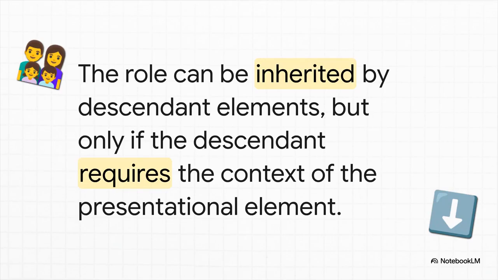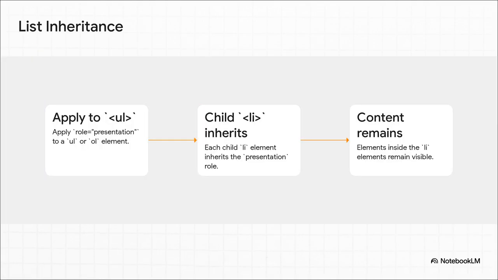Now here's where it gets really interesting. This role doesn't just affect the one element you stick it on. It can actually get passed down to its children, but only in very specific situations. Let's use a classic example to see how this works. Say you put role equals presentation on an unordered list, a UL tag. Well, since LI elements are what we call required children, they don't really make sense without the UL, they automatically inherit that presentational role. Poof, they're no longer announced as list items. But the key is anything inside those list items, text, a link, whatever, is still perfectly accessible.